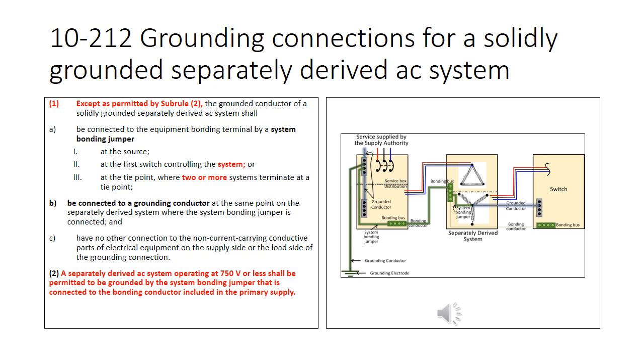Subrule 2, a separately derived AC system operating at 750 volts or less shall be permitted to be grounded by the system bonding jumper that is connected to the bonding conductor included in the primary supply. So from the photo on the right, as you can see, the grounding conductor and the bonding conductor can be one and the same. For further information, consult the Appendix B drawings on Section 10.